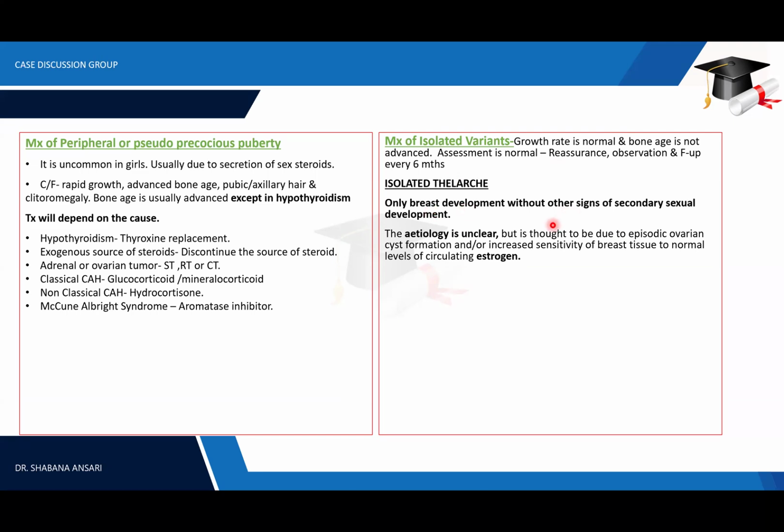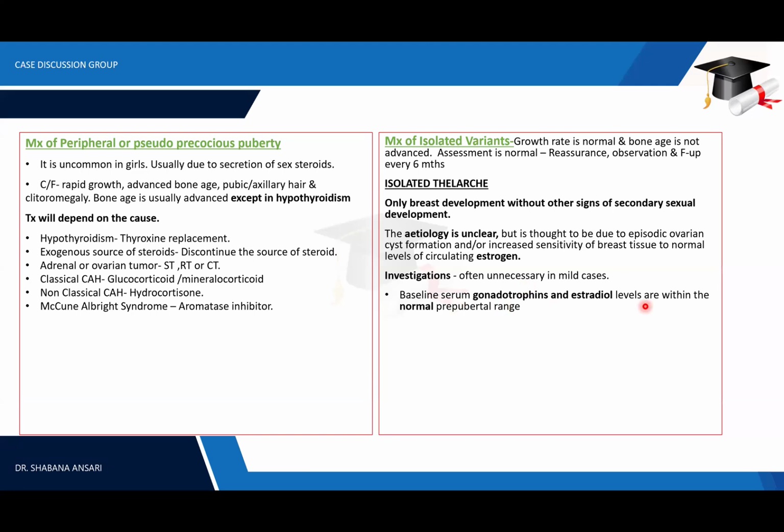Now coming to isolated thelarche, so we know there is only breast development without other signs of secondary sexual development. What about the etiology? It is unclear, but it can be because of ovarian cyst formation or increased sensitivity of breast tissue to normal levels of circulating estrogen. Investigations are usually not done in mild cases, however, it can be done if there are moderate to severe cases.